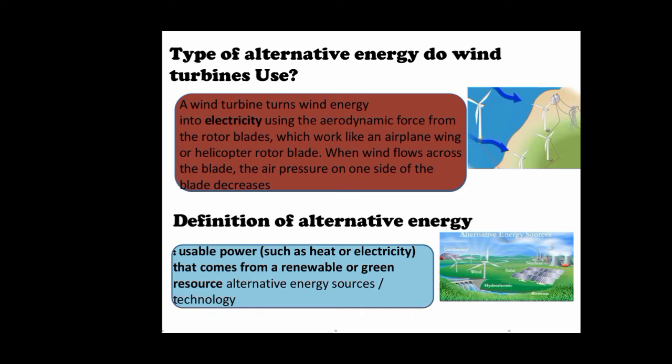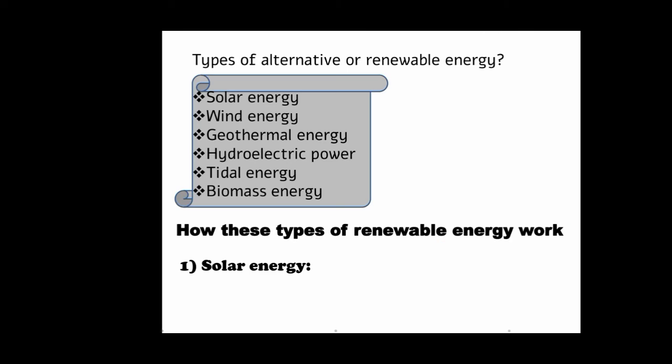So let's define alternative energy. What is alternative energy? It is usually power that comes from a renewable or green resource, an alternative energy source or technology. Next, I will see what types of alternative or renewable energy there are. There are six types: solar energy, wind energy, geothermal, hydroelectric, tidal, and biomass.